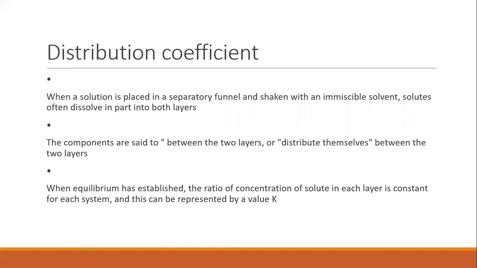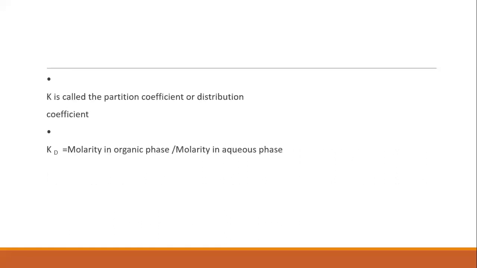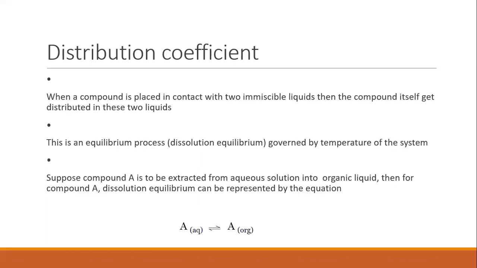So what is K? K is the partition coefficient or distribution coefficient, which can be defined as Kd equal to the molarity in the organic phase to the molarity in the aqueous phase. When a compound is placed in contact with two immiscible liquids, the compound itself gets distributed in these two liquids. Of course, this is the basis of the partition coefficient.